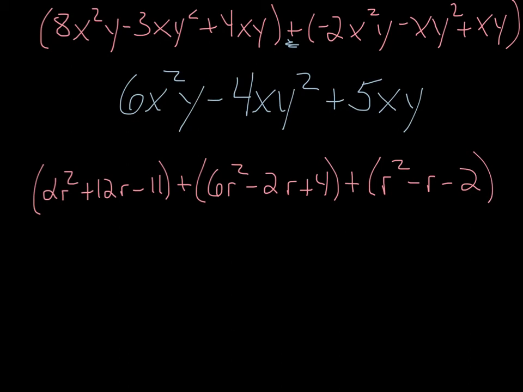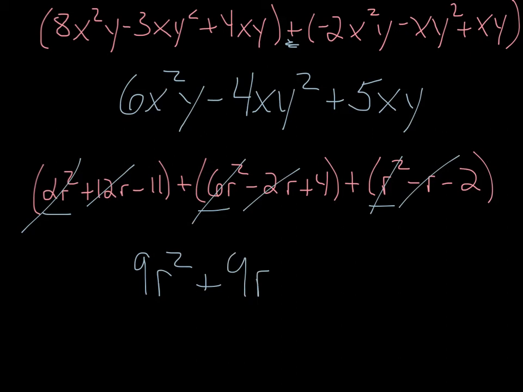But we have 2r squared plus 6r squared. That gives us 8r squared. Plus r squared would be 9r squared. Now we're moving down the line. We have 12r minus 2r, which is 10r, minus another r, which would be positive 9r. And then finally, we have a negative 11 plus 4, which is negative 7, minus 2 for negative 9.